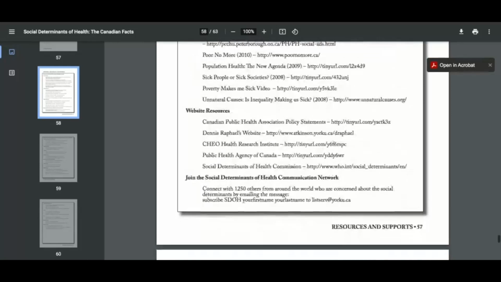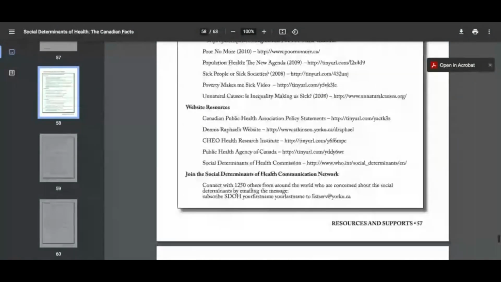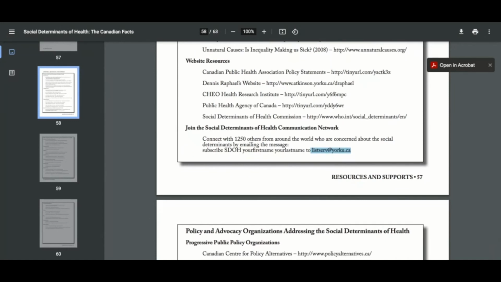But when I was looking at this, I noticed here, where it's showing the resources in the appendix, it has "join the social determinants of health and communication network." Now, I just sent an email off to this. I haven't heard back yet, so I'm not sure. I want to see just what it's all about. But it says connect with over 1,000 others from around the world who are concerned about the social determinants of health by emailing here. So you can join this group.